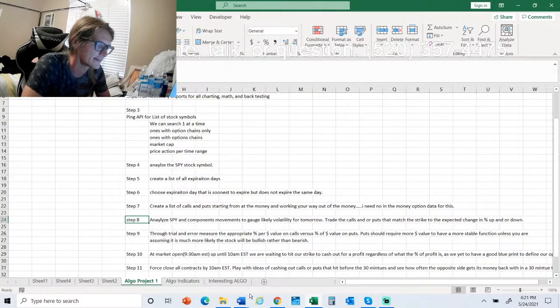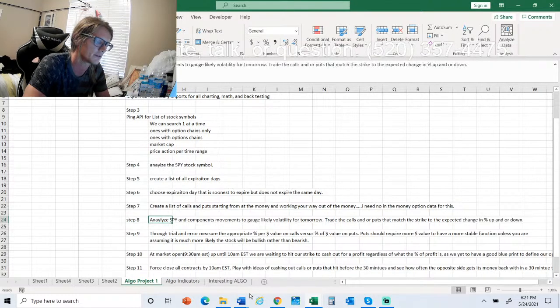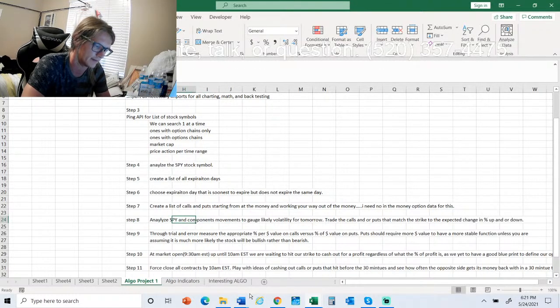Step 8, analyze SPY and components movements to gauge likely volatility for tomorrow. What that means is if it moved 2% today, every time it's moved 2%, I look at the next day and it says the average of the next day movement is going to be Y. There are ways I can perfect this indicator, but for a basic version, you would be thinking about what it moved today, and then based off days that it moved this much, what did it move the next day?